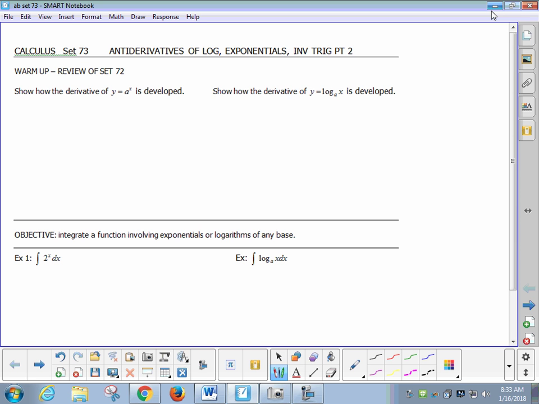Okay, get me started. How do you take the derivative of a to the x, Mr. Bart? You take the natural log of each side. Okay, sounds good. That allows you to bring that exponent down, then take the derivative implicitly.